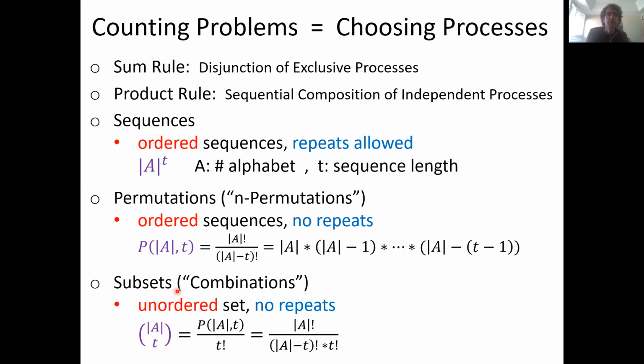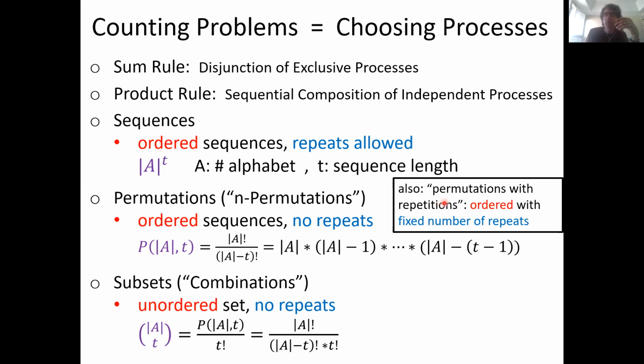Now, if you are picking unordered, so it's not a sequence, it's a set that you're choosing, and there's no repetitions, then the way of counting is like these objects, but you eliminate the internal orders, meaning that you divide this by T factorial. And there's a special symbol for that. It's the cardinality of set A, choose T.